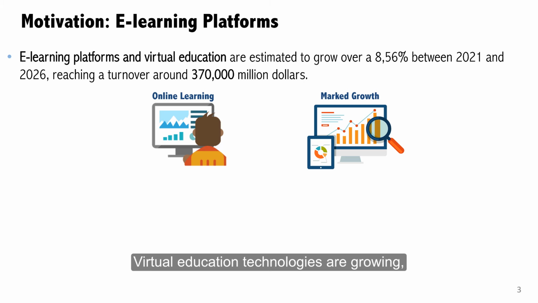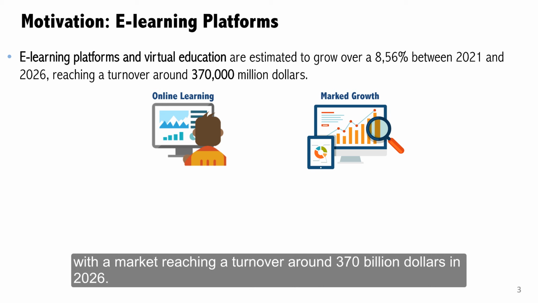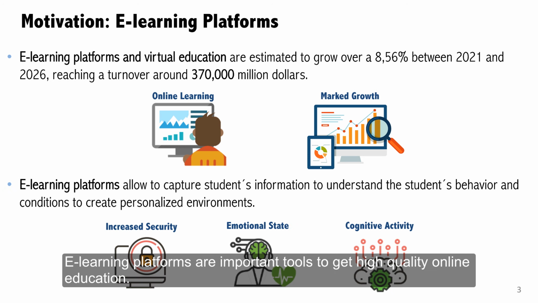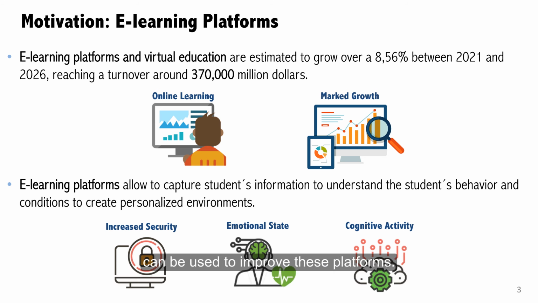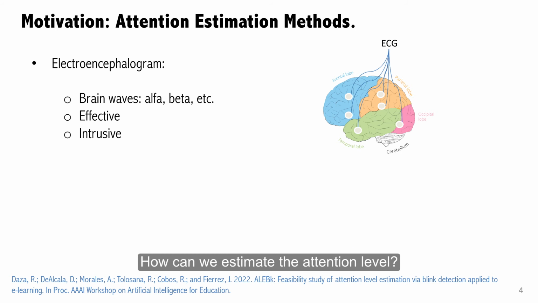Virtual education technologies are growing, with a market reaching a turnover around $370 billion in 2026. E-learning platforms are important tools to get high-quality online education. Information such as heart rate, emotional state, or cognitive activity can be used to improve these platforms. How can we estimate the attention level?